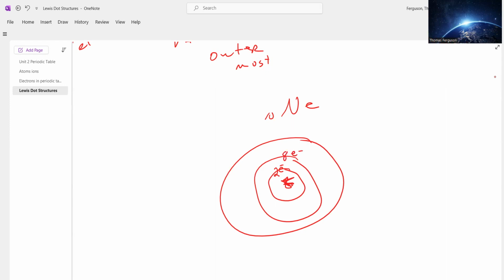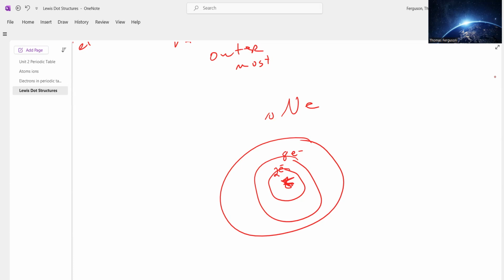Now, look at this. Full. This is why neon's so stable. Both of its orbitals are full. That's why the noble gases are so stable. It's because all their orbitals are perfectly full without having to do anything else, just by themselves.